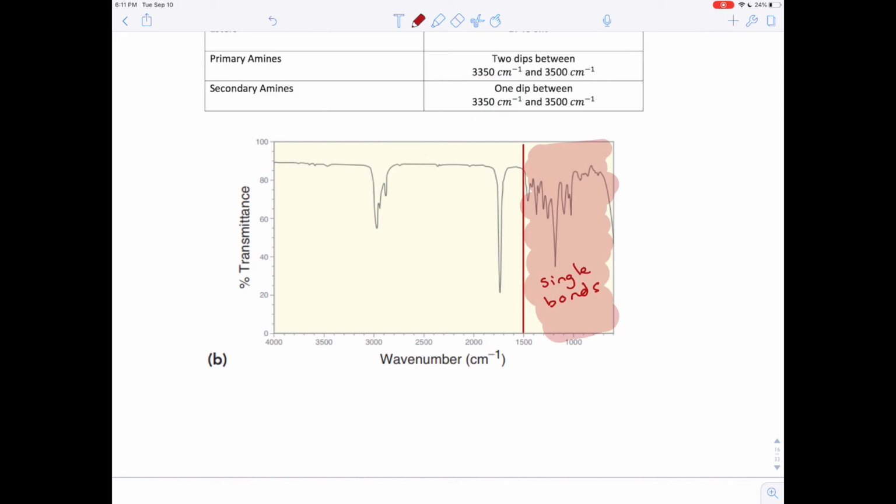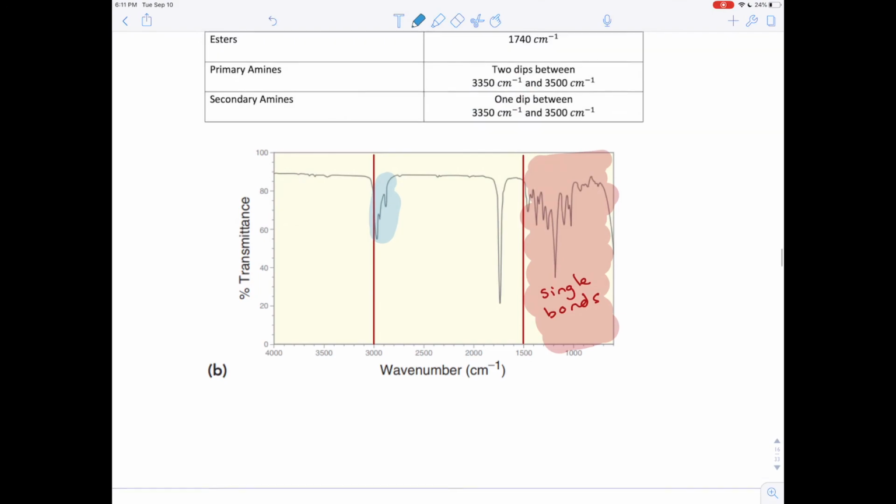And another place it's useful to draw a line is at around 3000, because you get that very common absorption just to the right of 3000.